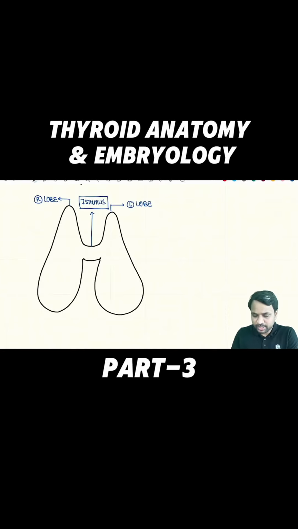Now, when you look at the basic orientation, remember the size of the right lobe of the thyroid gland. The size of the right lobe will always be bigger when compared to the left lobe. So the right lobe of the thyroid gland is bigger when compared to the left lobe.